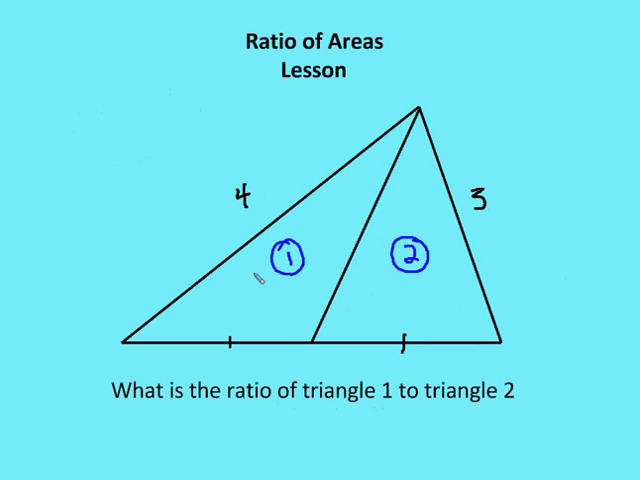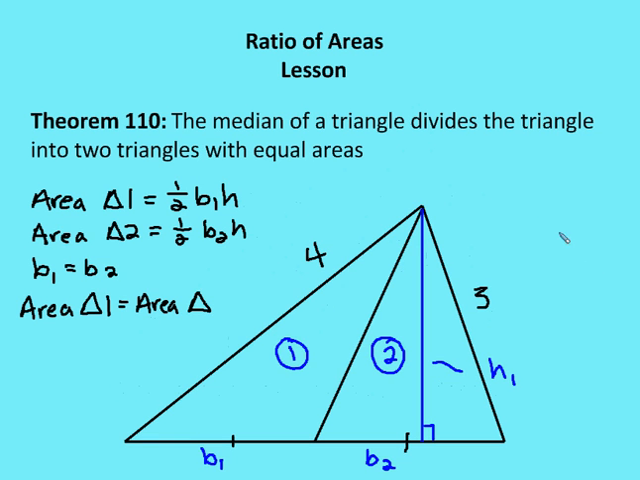All right, now how about this one? What is the ratio of triangle 1 to triangle 2? All right, this is not another trick question, but it brings us to theorem 110. The relationship of triangle 1 to 2 is going to be 1 to 1 because base 1 and base 2 are the same and the height of both of the triangles is the same. So the area of triangle 1 and the area of triangle 2 are both the same.